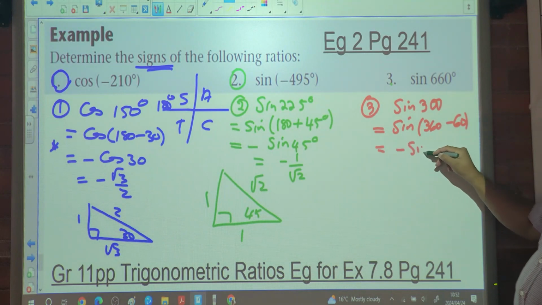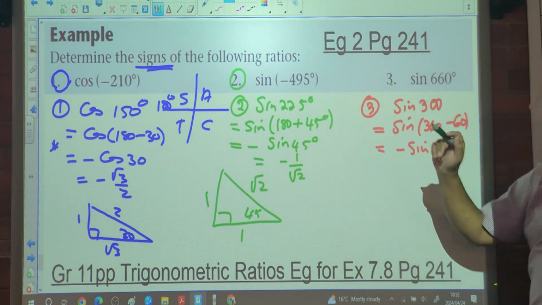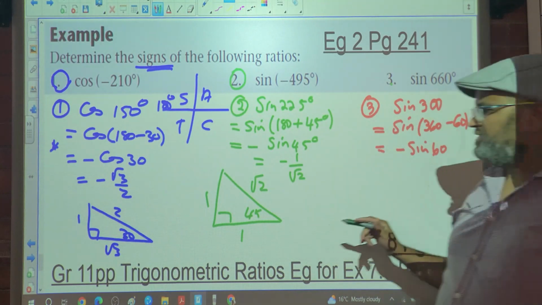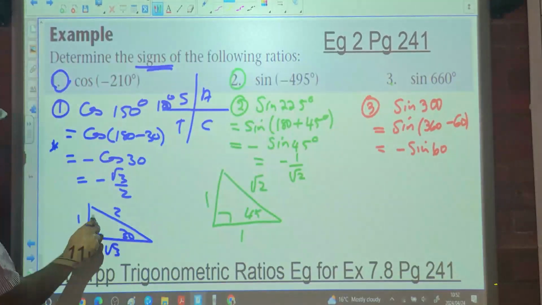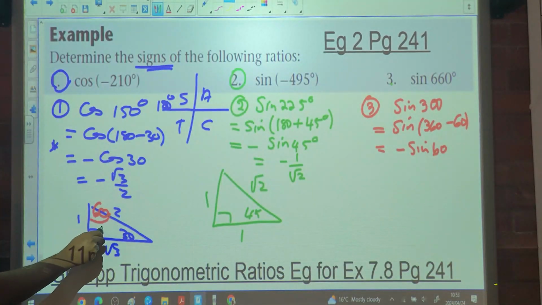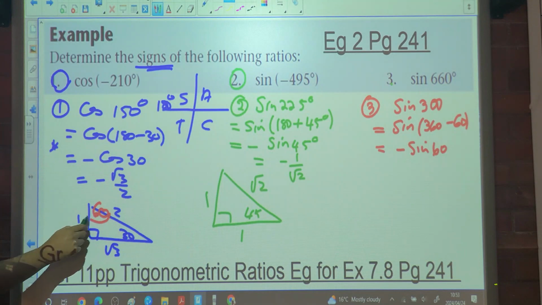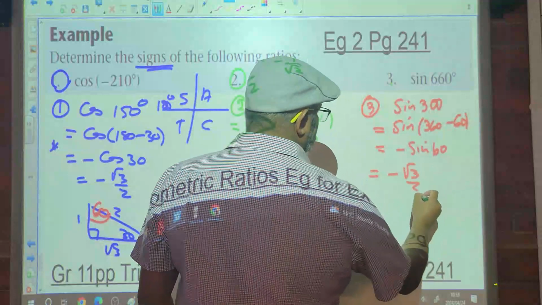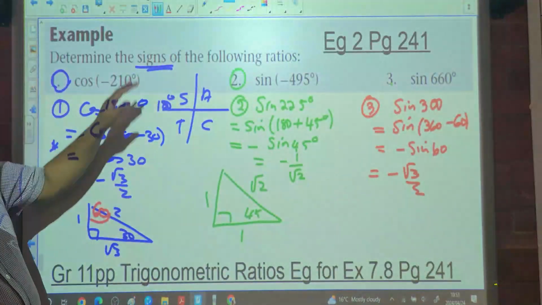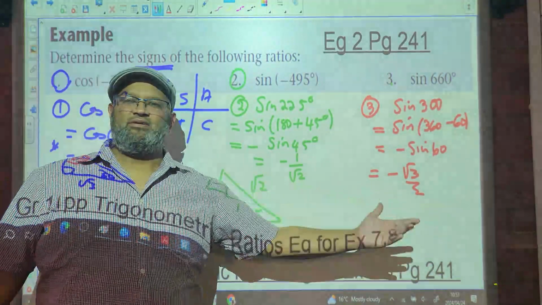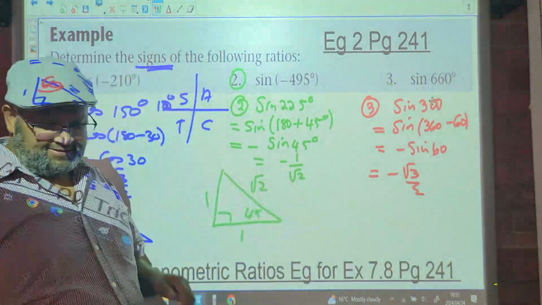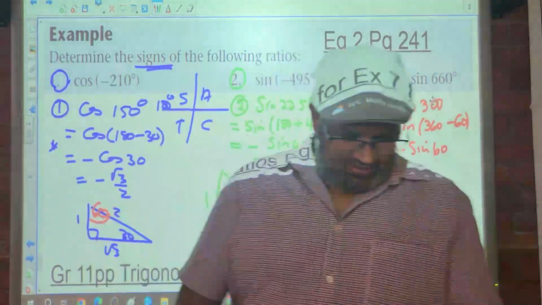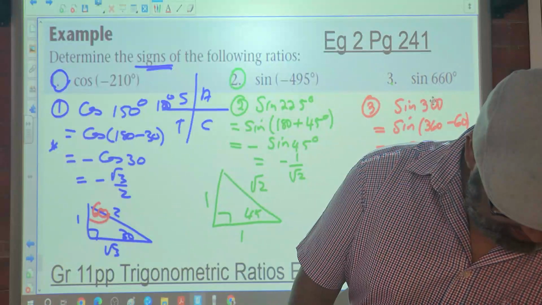So it's a negative sign, as it is in the fourth quadrant. The special angle, 30 and 60, is in the same, so 60. Sine is going to be opposite over hypotenuse. So it's negative root 3 over 2. But they wanted to know the sine, so the sine is going to be negative. Is there any confusion there?